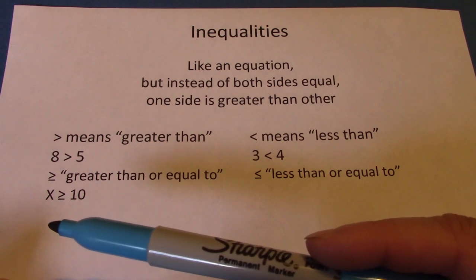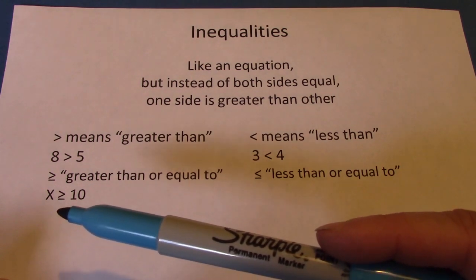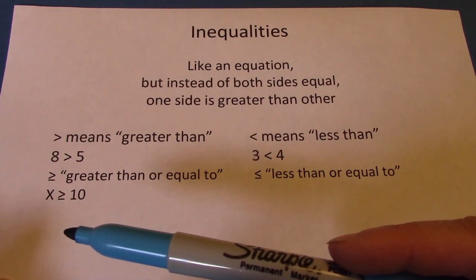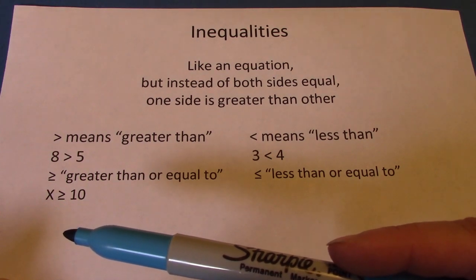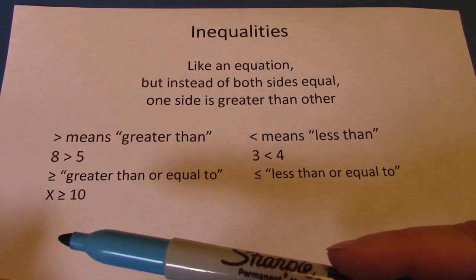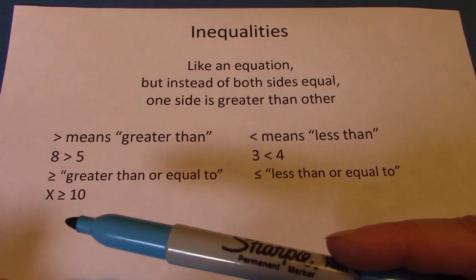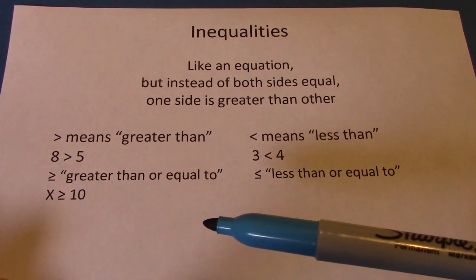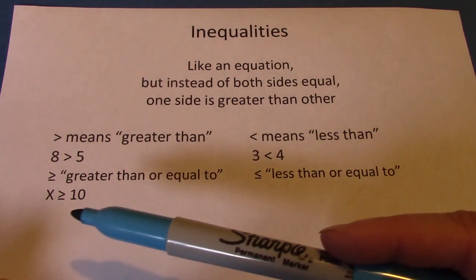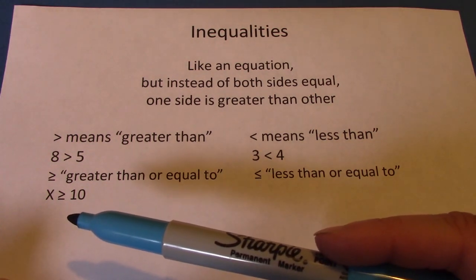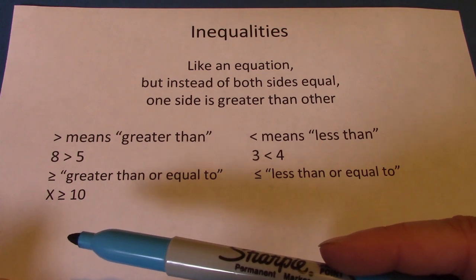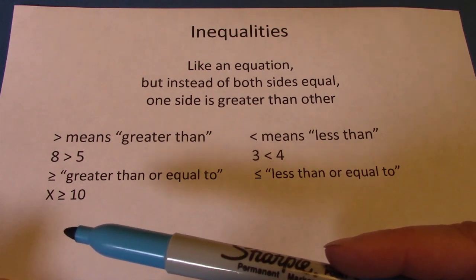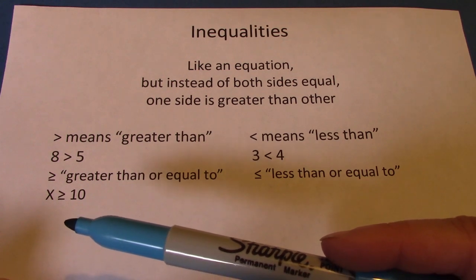So we can say that x, an unknown, is greater than or equal to 10. That means that any value that's more than or equal to 10 makes x true. So, for example, it could be 11, 12, 13, 14. It could be exactly 10 because it has the option to be equal to 10. It could be 10.1, 10.001, 10 and a half. Anything that's greater than or equal to 10 will make x true.